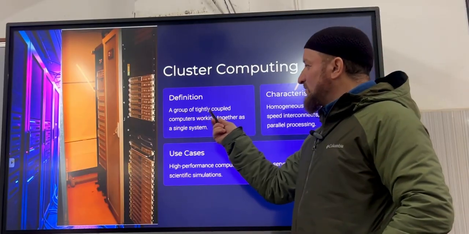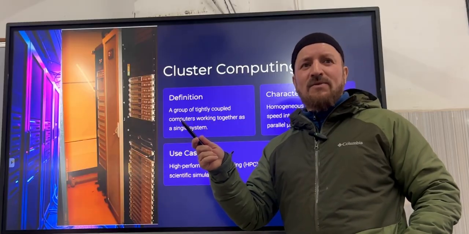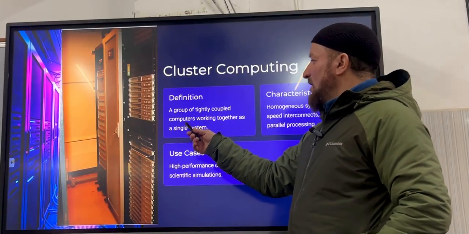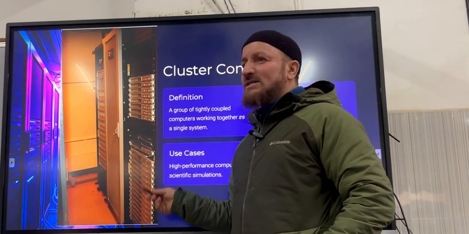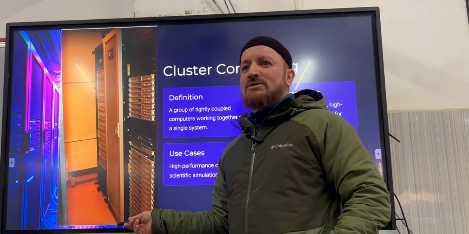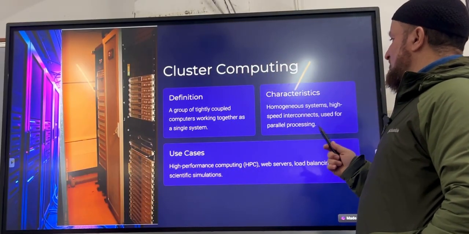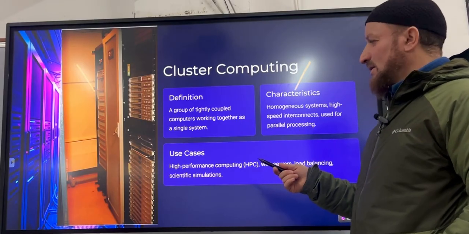So it is a group of tightly coupled computers. This is a technical term, tightly coupled versus loosely coupled. It's actually about the memory, so wait a while for this. Working together as a single system. So they are working together as a single system, but there are lots of computers, homogeneous systems, high speed interconnected, used for parallel processing.